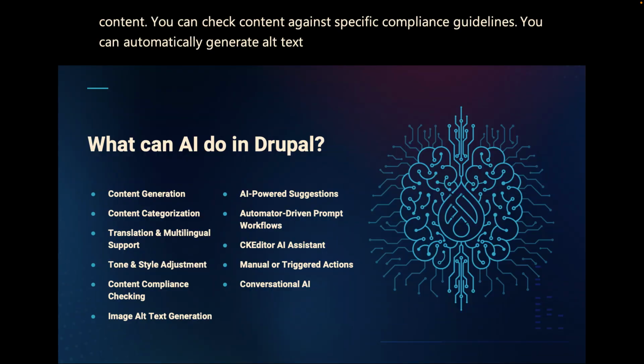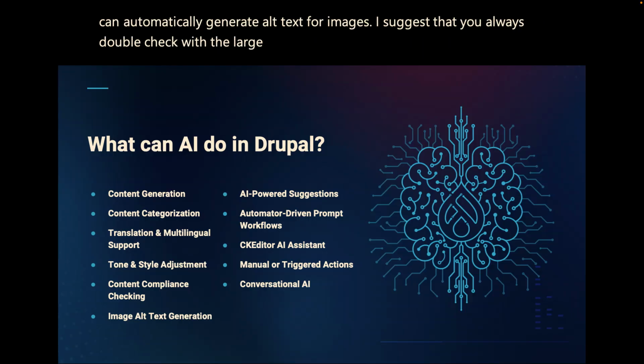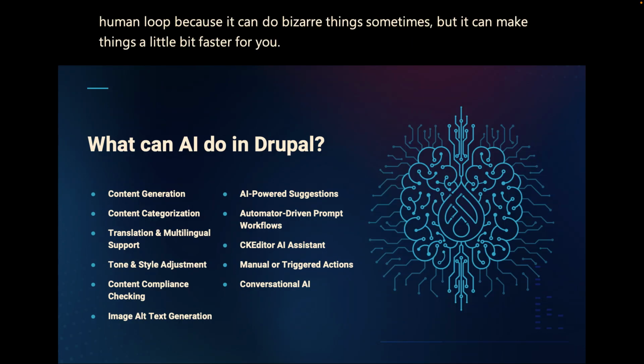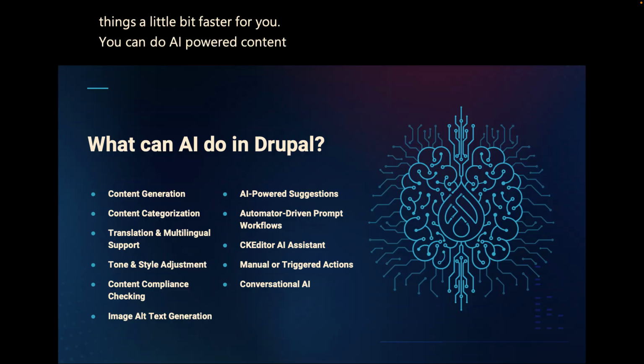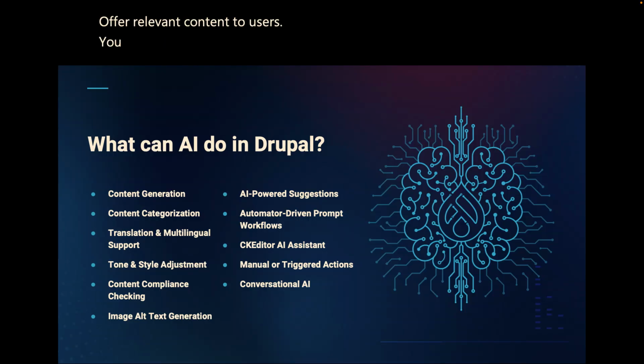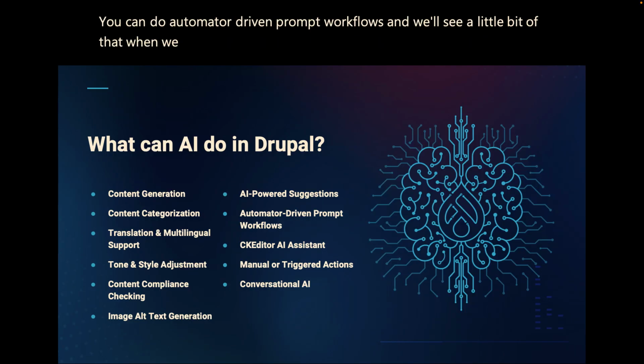I suggest that you always double check what the large language model has generated. Always keep a human in the loop, because it can do bizarre things sometimes, but it can make things a little bit faster for you. You can do AI-powered content suggestions, so you can offer relevant content to users. You can do automator-driven prompt workflows, and we'll see a little bit of that when we do the workshop, because we're going to build an automator together.